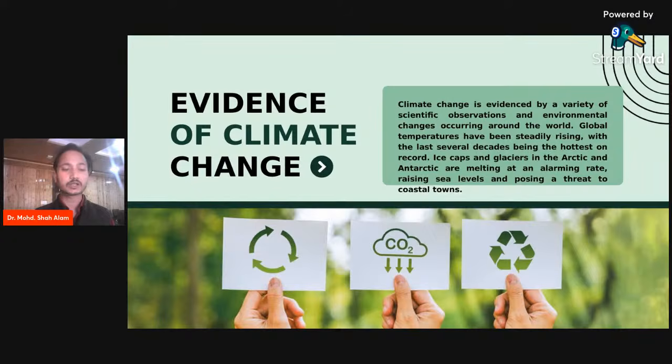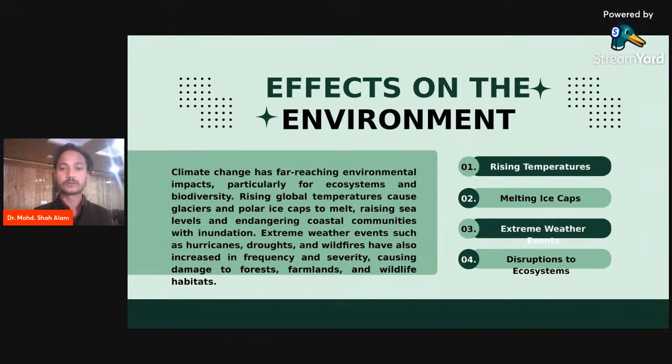With the scientific reporting, we can also see the ice caps and glaciers in the Arctic and Antarctica are melting at an alarming rate, raising the sea levels and posing a threat to coastal towns. We also know that the majority of the glaciers have been declining in the current scenario. The sea level is also rising, and that will also increase the impact of climate change.